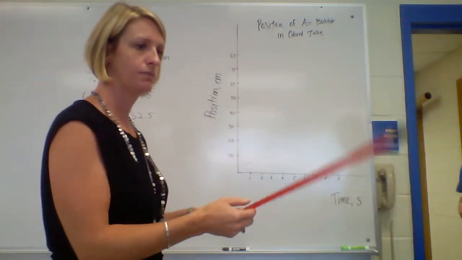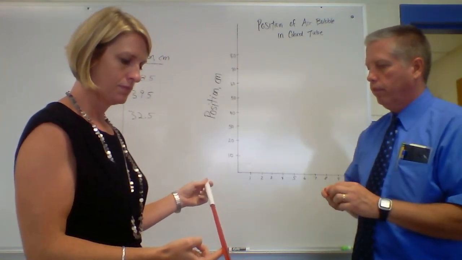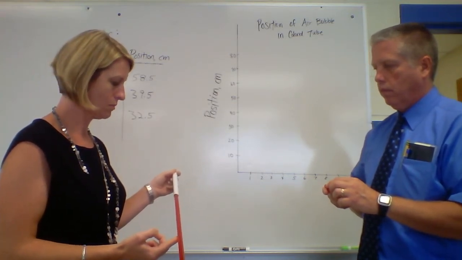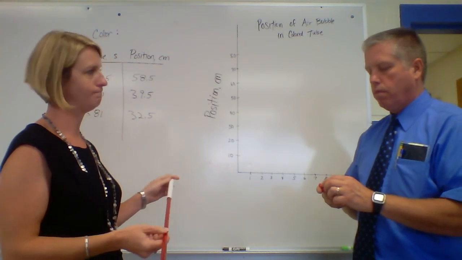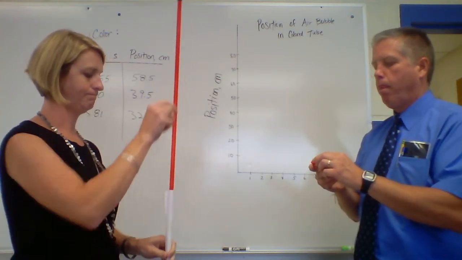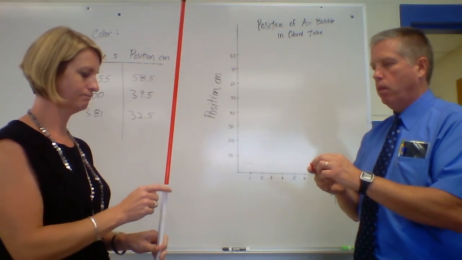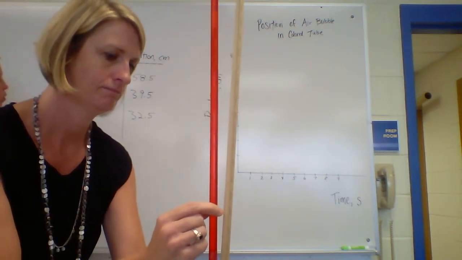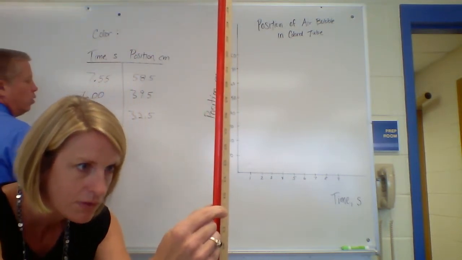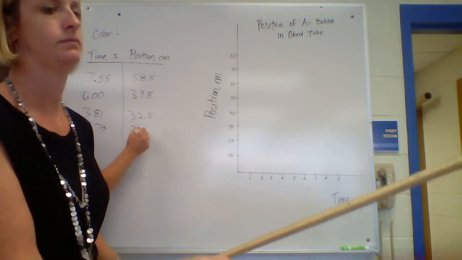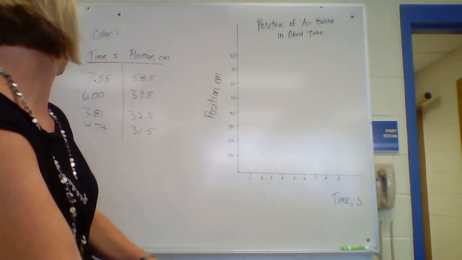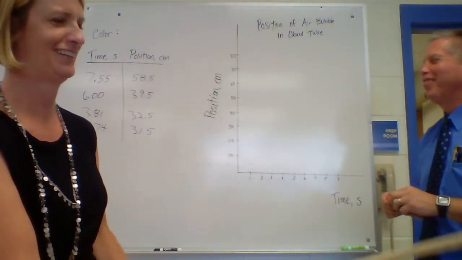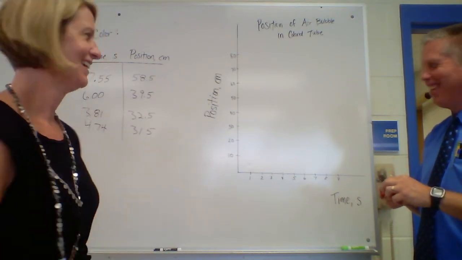Do one more data point. Sure. Okay. Ready? Go. Stop. 4.74. 31.5. 31. Okay. What's up with that? All right.